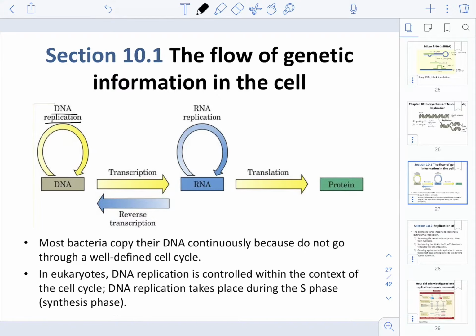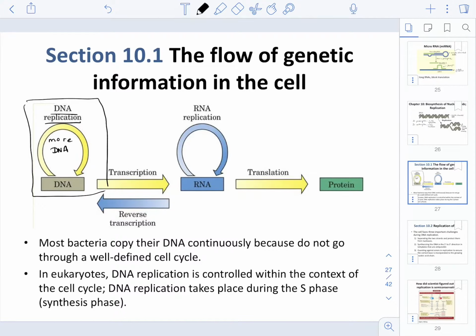So, when it comes to the flow of genetic information, we have already discussed it. When it comes to how the different nucleic acids form, resulting in the overall creation of proteins, it goes as follows. The molecule of DNA undergoes the process of transcription to make RNA. RNA, in turn, is going to undergo the process of translation in order to make protein. But when it comes to DNA replication, understand that this process is how we make more DNA. And in the case of bacteria, they copy their DNA continuously because they don't go through a well-defined cell cycle.